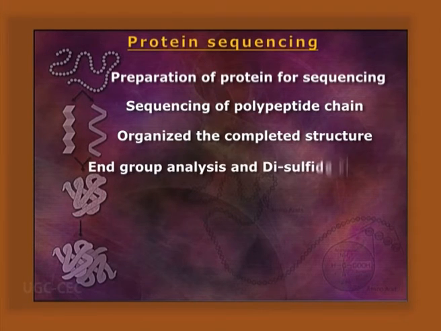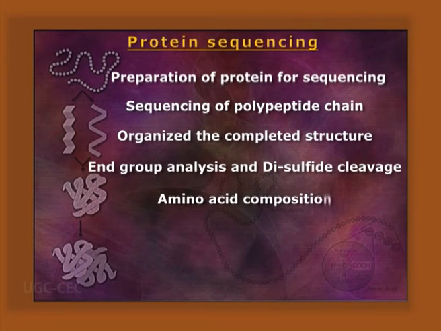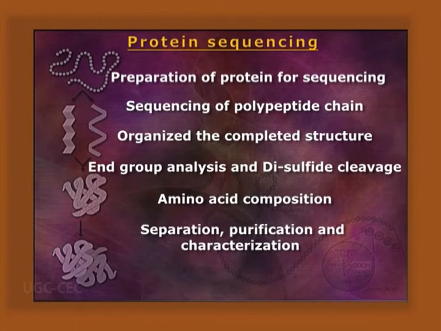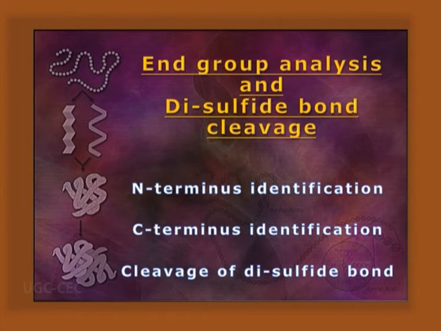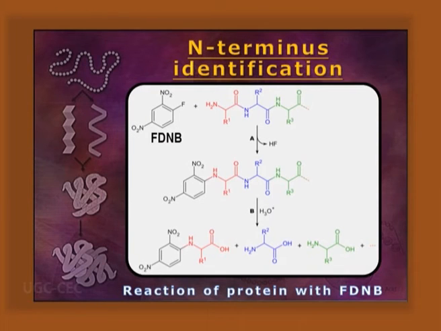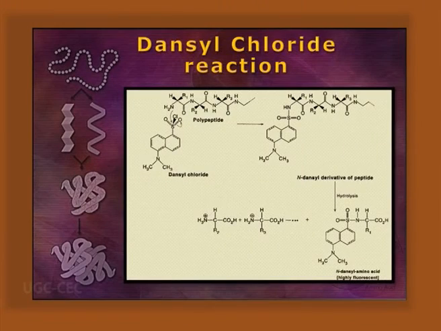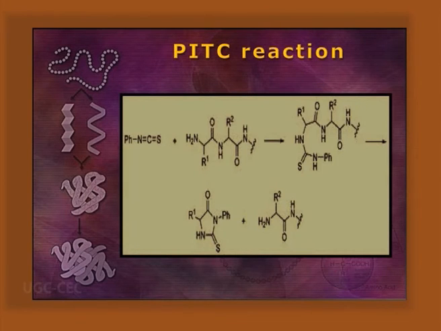N group analysis and disulfide cleavage, amino acid composition, as well as separation, purification and characterization of the protein, then at last the sequence determination. In the N group analysis, we have to know the N terminus identification, C terminus identification as well as the cleavage of disulfide bond. The N terminus identification is done with FDNB reagent. That was actually done by Sanger. It is called Sanger's method. The N terminus identification can also be done with dansyl chloride. It can be done with Edman degradation from the N terminus with phenyl isothiocyanate as well.